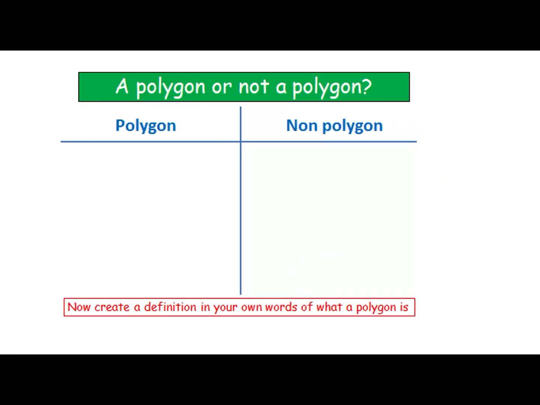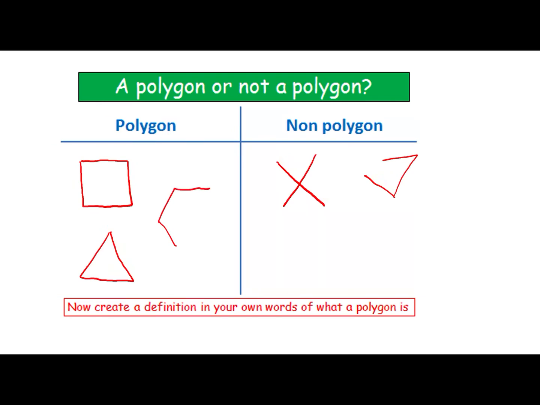Right, now we're going to move on to something a little bit more tricky. We're going to talk about polygons. Now, what is a polygon? This is a polygon. This is not a polygon. This is a polygon. This is not a polygon. This is a polygon. This is not a polygon.